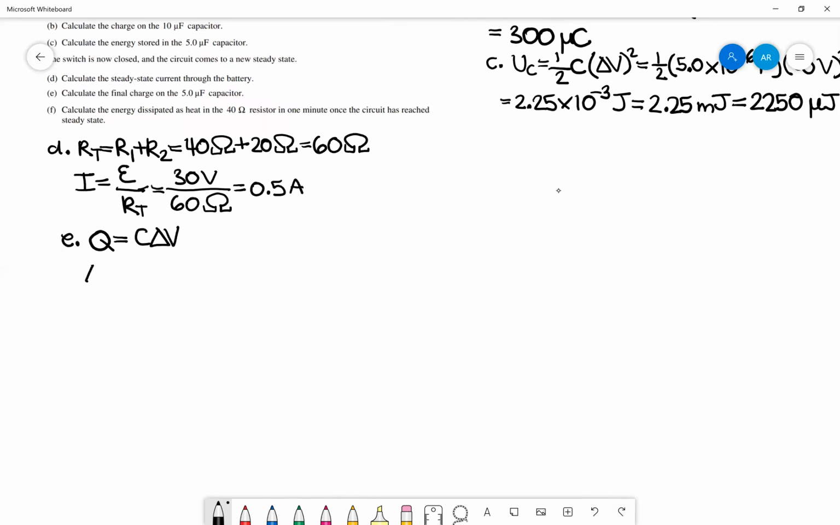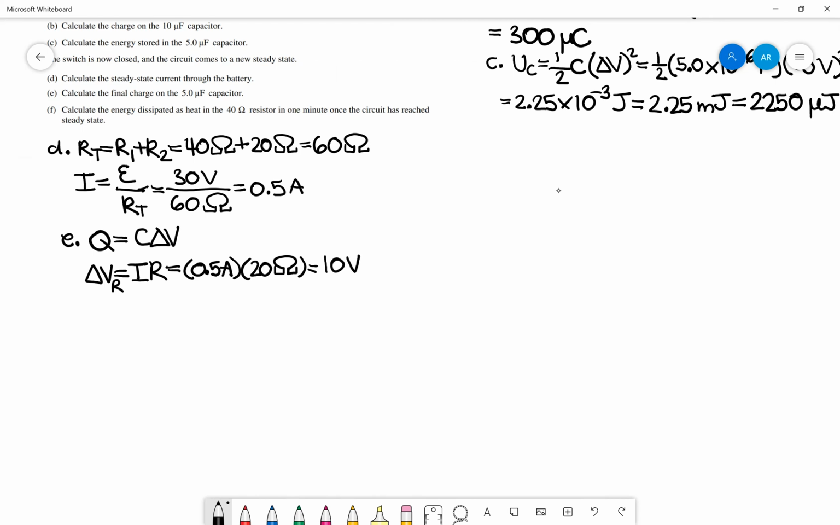Okay, so the voltage across the resistor is equal to the current through the resistor times the resistance. Now we're looking at the 20 ohm resistor, and there is a current of 0.5 amperes going through it, as we found in part D. The resistance is 20 ohms, and the current is 0.5 amperes. So we get 10 volts.